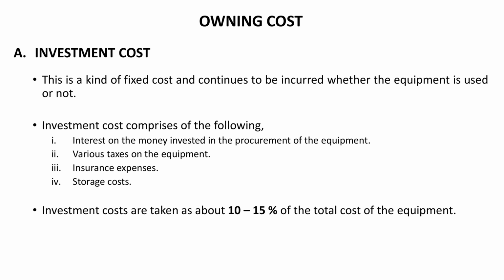Investment cost. This is a kind of fixed cost and continues to be incurred whether the equipment is used or not. Investment cost comprises of the following: interest on the money invested in the procurement of the equipment, various taxes on the equipment, insurance expenses, and storage cost. Investment costs are taken as about 10 to 15% of the total cost of the equipment.